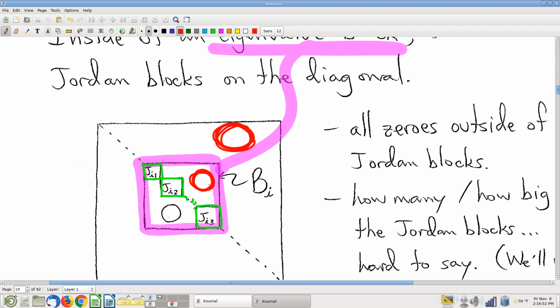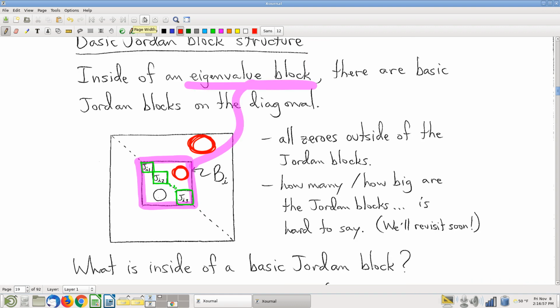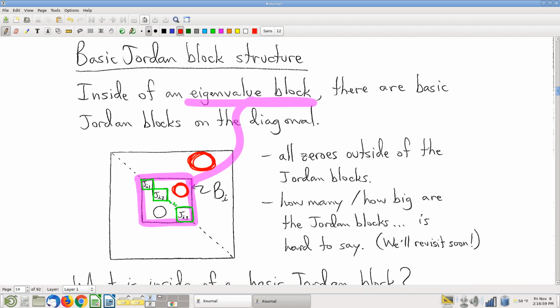Okay, so these blocks have a name as well. These are called basic Jordan blocks, or sometimes they just call them Jordan blocks. So that's what's inside of the eigenvalue blocks: Jordan blocks and a bunch of zeros. Okay, are we okay on that? Any questions so far about that? And we're going to click up the power on the microscope again in just a moment.